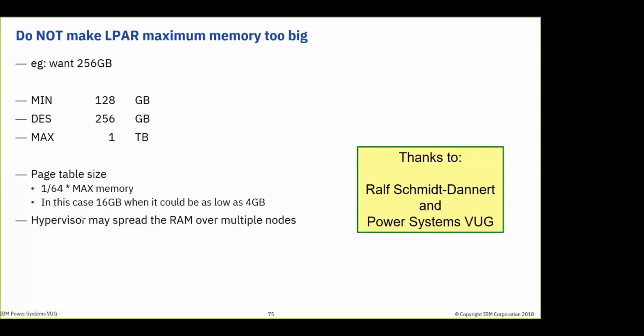The other thing is that if your memory is very big, or the maximum memory is very big, the hypervisor may choose to split the memory which it's using over multiple nodes. So instead of having your 256 gigabytes sitting nicely inside one of your drawers or nodes, or people call them books, of their E980, it could be sitting in 2 or 3 of them, and that's not going to help your performance at all.